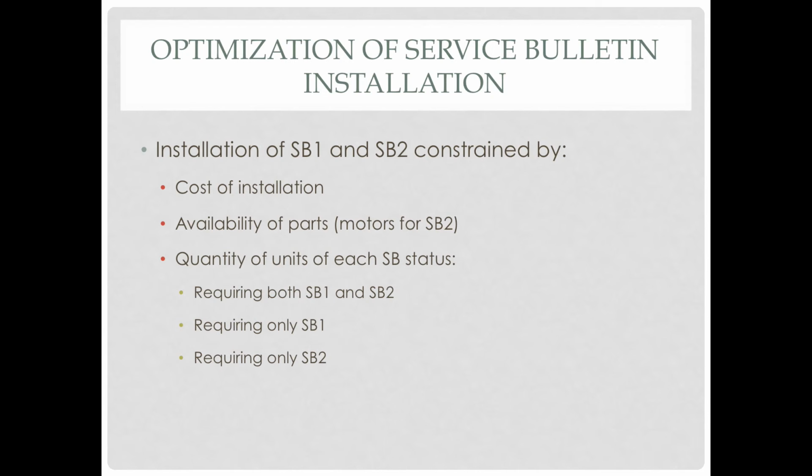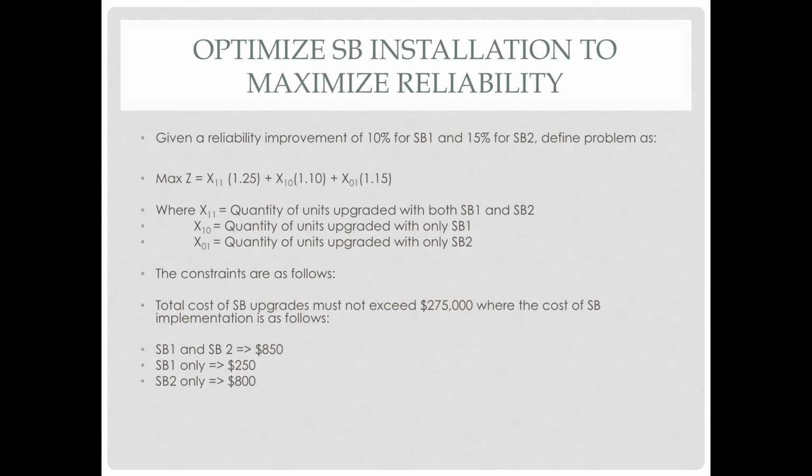Looking at this becomes an optimization problem. We want to implement these service bulletins, but there are some constraints. There's the cost, there's the availability of motors for Service Bulletin 2, and there's also a limited number of units that actually need Service Bulletin 1 and Service Bulletin 2. So we can generate an optimization problem.